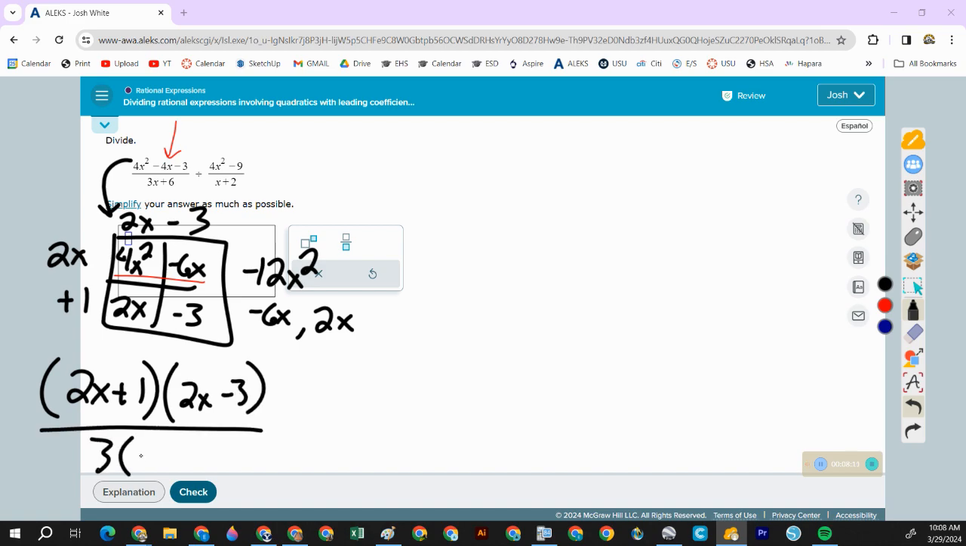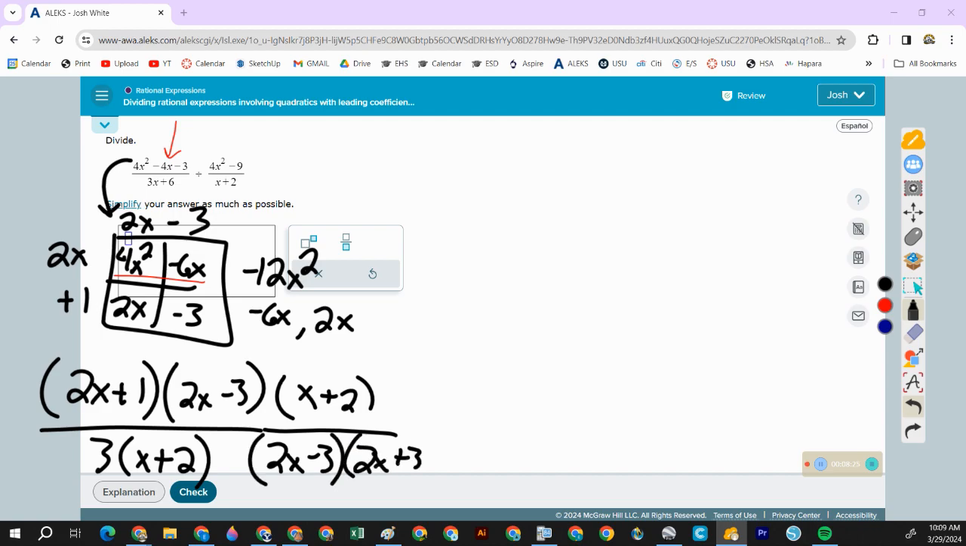And pull out a 3 from the bottom. And then flip the other side upside down. The denominator upside down. X plus 2. And then that would be 2x minus 3 and 2x plus 3. So the 2x minus 3's cancel. The x plus 2's cancel. And we're left with 2x plus 1 over 3 times 2x plus 3.